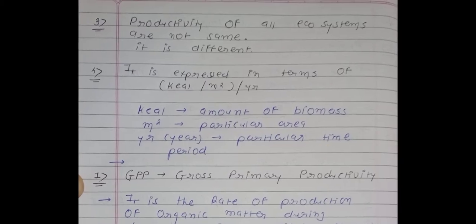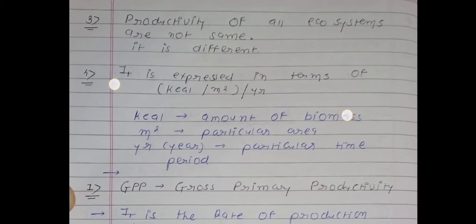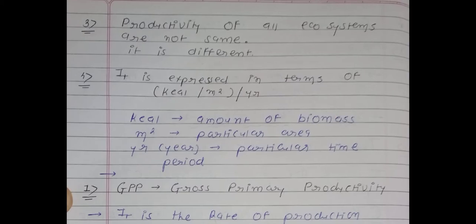Okay, now see, productivity of all ecosystems is not the same, it will be different. Yes, it is true, because different ecosystems have different numbers of species of producers, so productivity of all ecosystems is not the same. For example, we can say that productivity of desert and river are both different, as they have different numbers of producers.